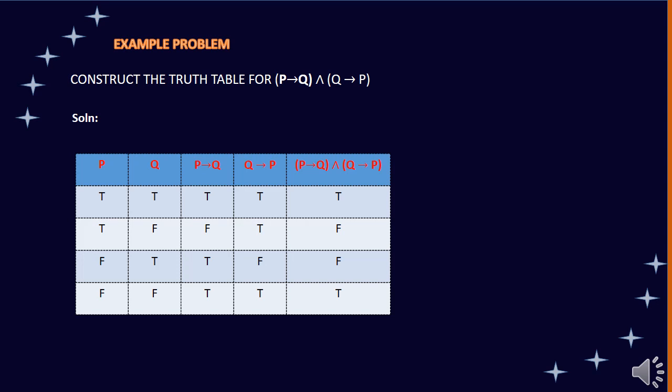The fifth column is P then Q and Q then P. Here we want to multiply the third and fourth columns. True into true, it will come true. False into true, it will come false. True into false, it will come false. True into true, it will come true.